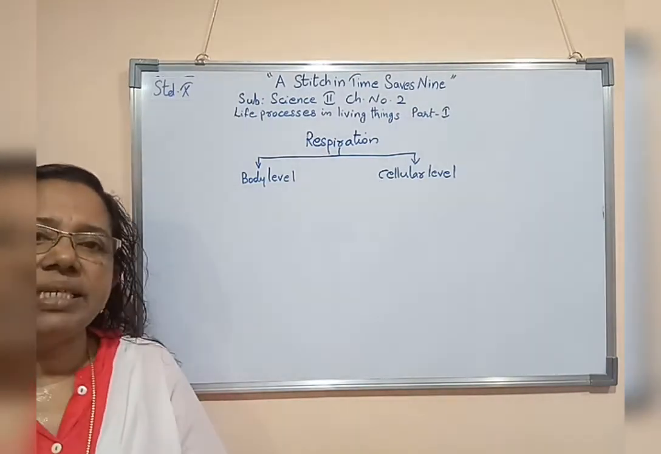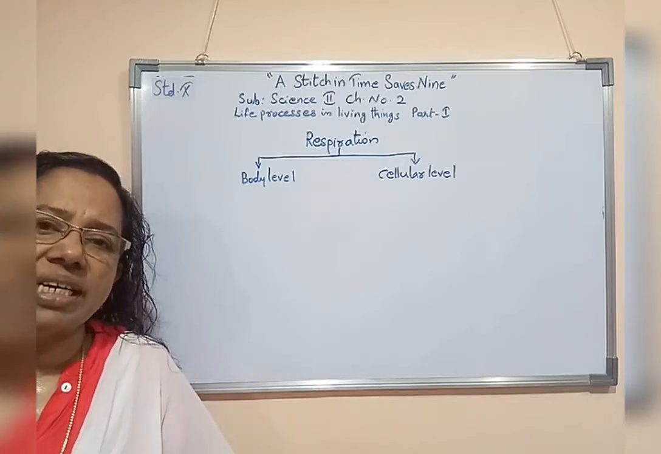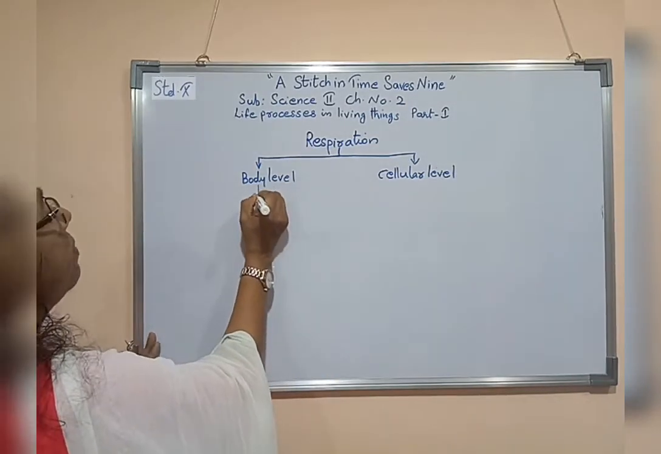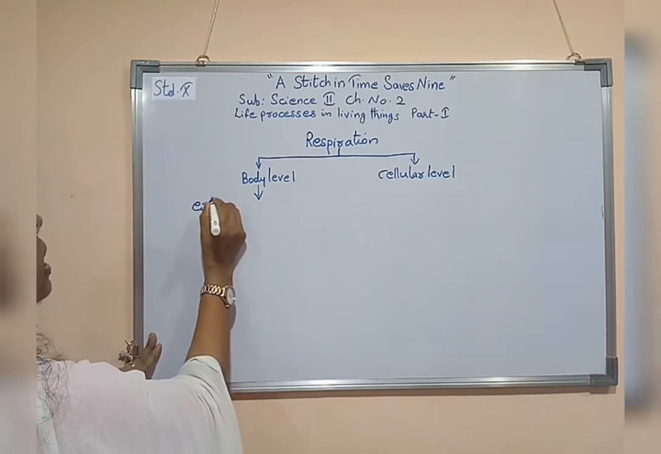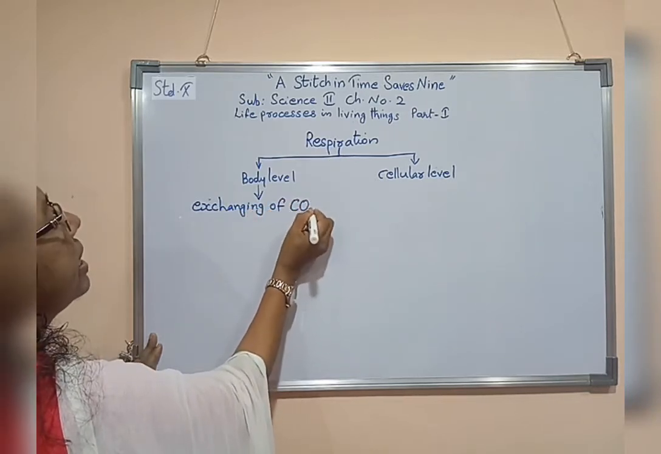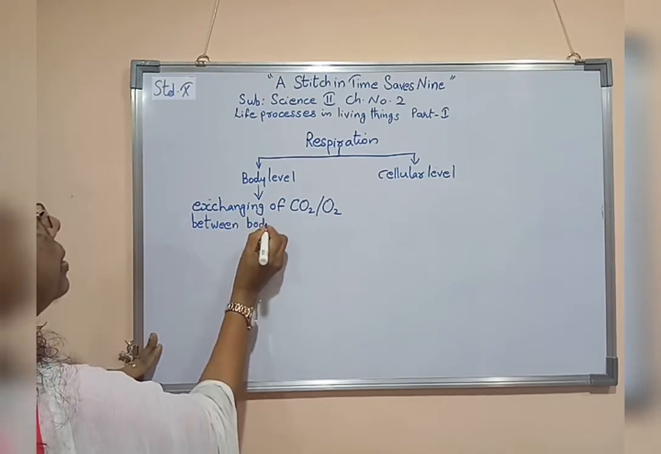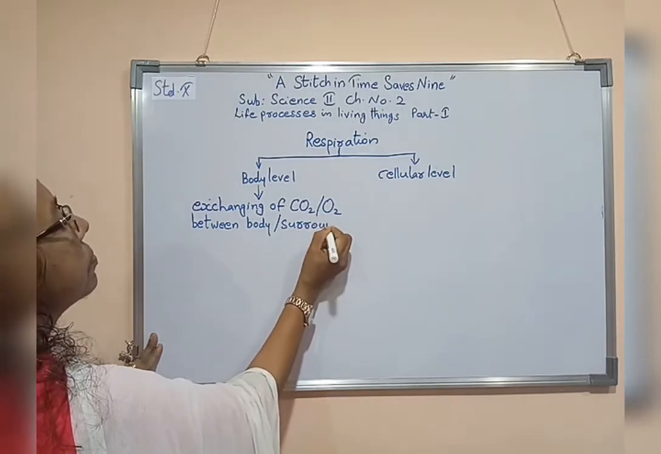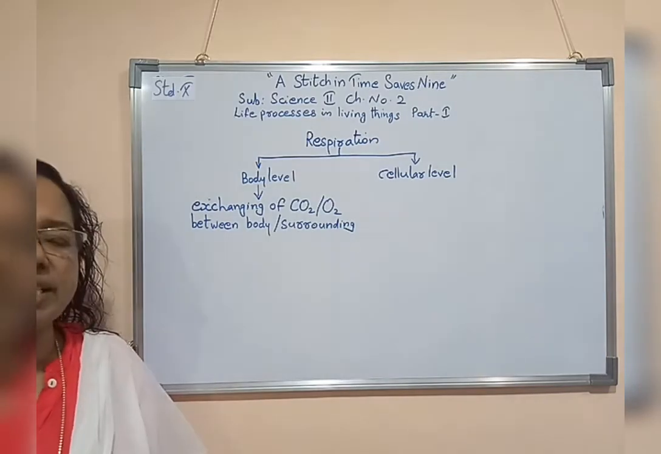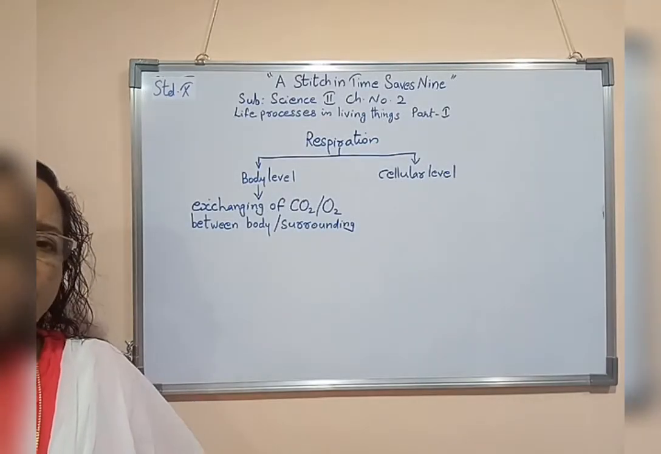Now, what is body level respiration? Body level respiration means just an exchange of two types of gases, carbon dioxide and oxygen, between the body and the surrounding. It is the exchanging of carbon dioxide and oxygen between body and surrounding. In a simple way, body level respiration is taking in oxygen and giving out carbon dioxide.